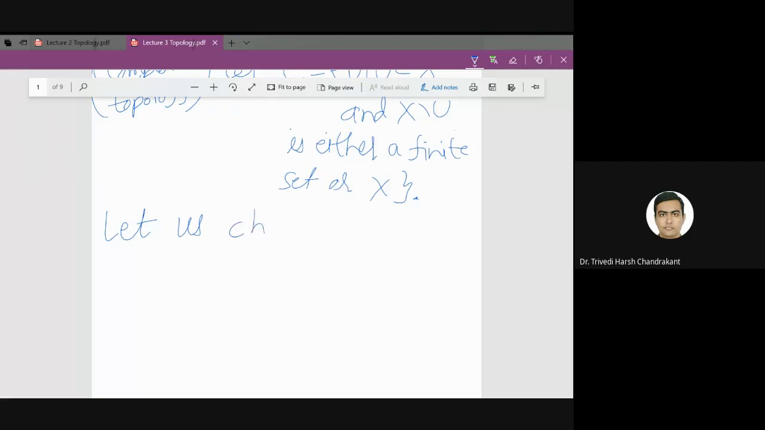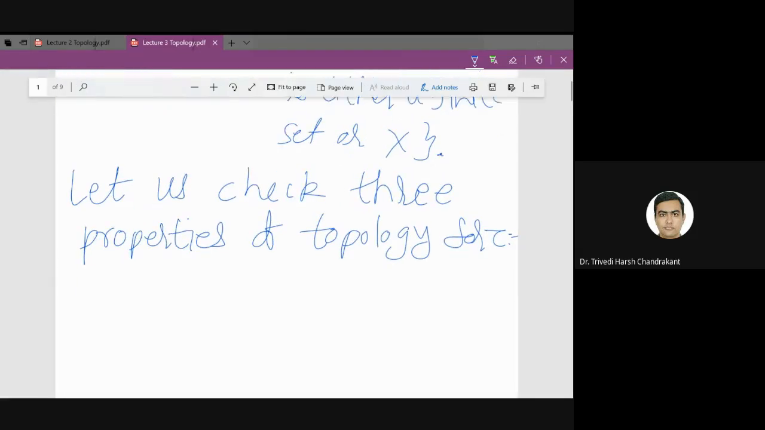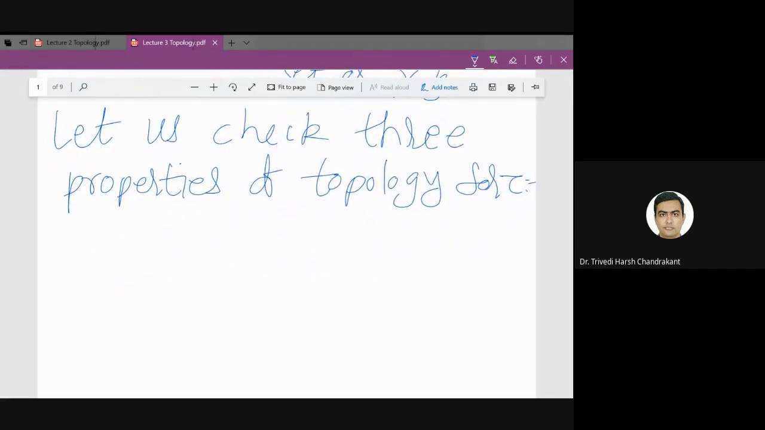Let us check three properties of topology for tau, so whether the three properties are satisfied or not. So what is the first property?